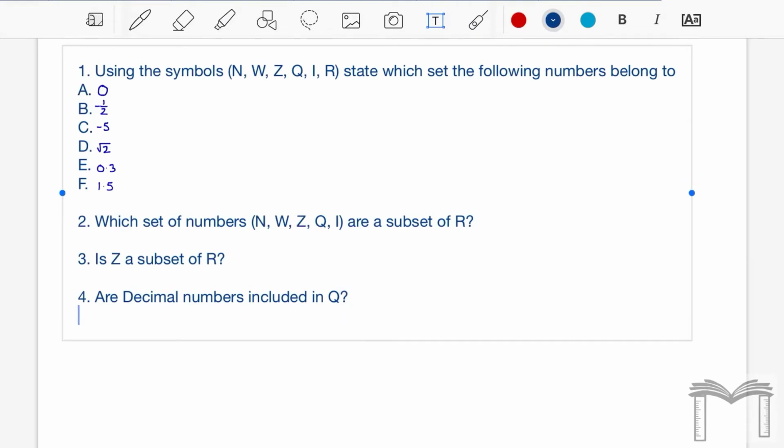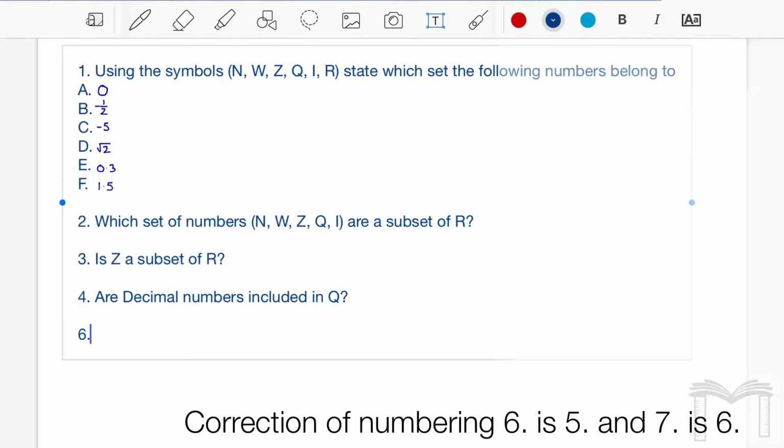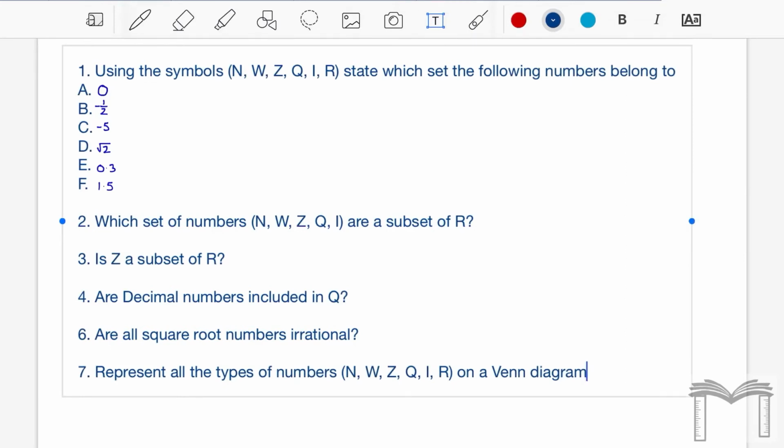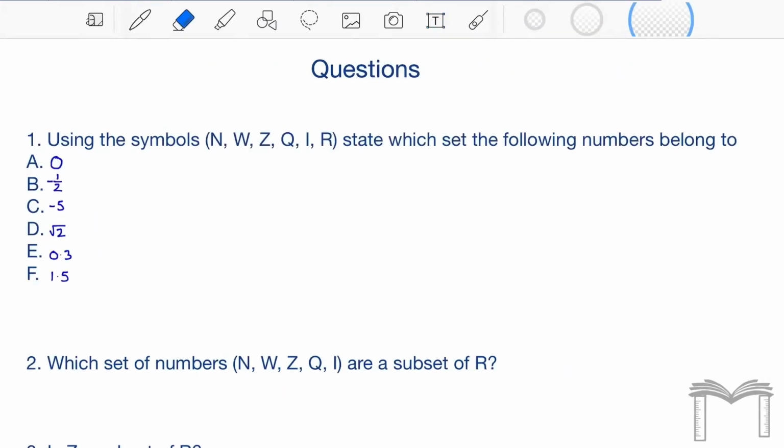Number 5. Are all square root numbers irrational? Again, irrational is represented by capital I. And number 6. Represent the number types. Again, N for natural numbers, W for whole numbers, Z for positive and negative integers, Q for rational numbers, I for irrational numbers, and R for real numbers on a Venn diagram. You should attempt all of the questions before looking at the solutions. So let's go through the answers.